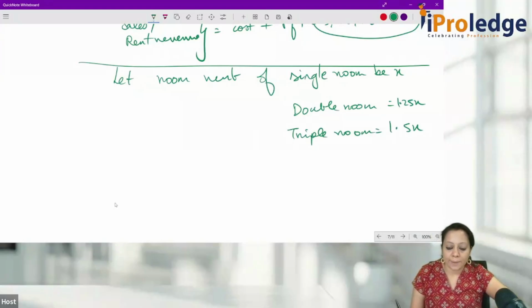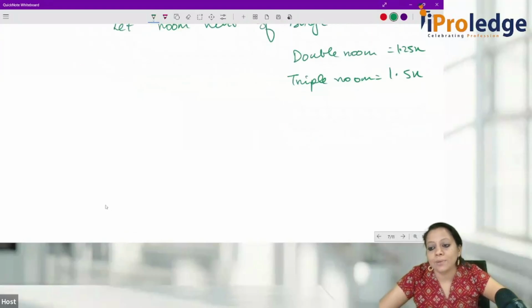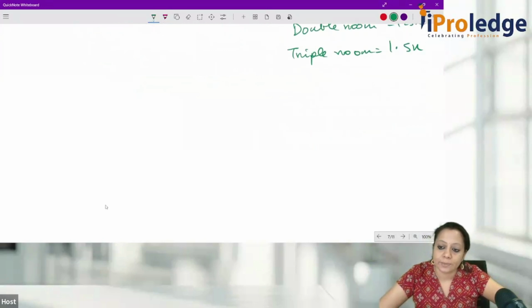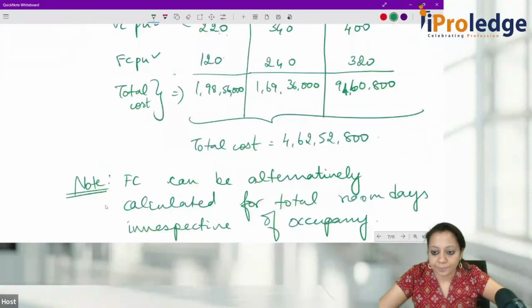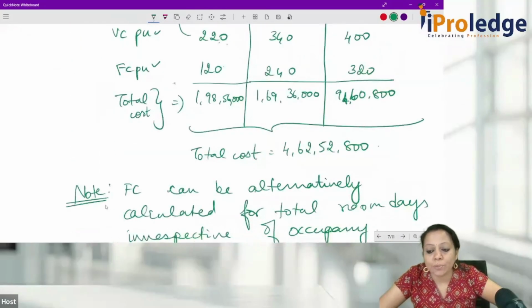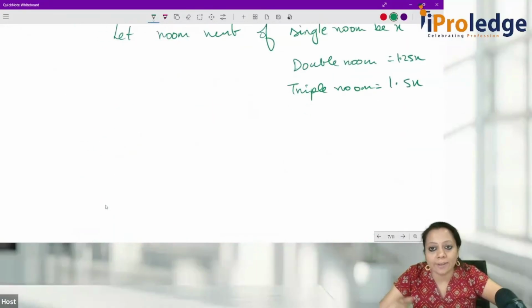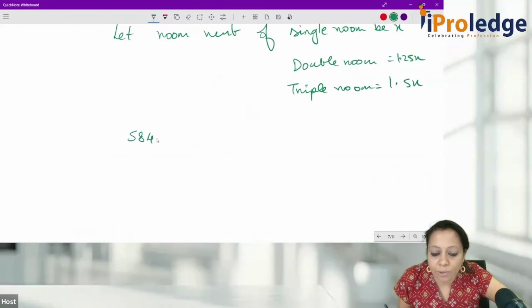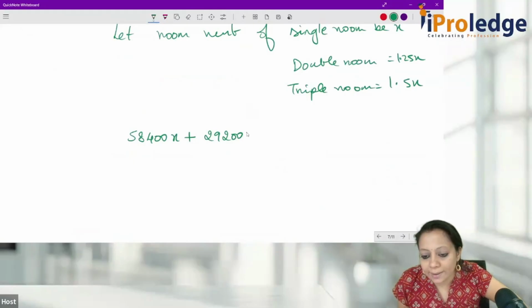Tuition fees for primary, secondary, we did a problem in regular class. That also we have done a similar thing only. So now we will proceed. Reminding all of you, these are the room days: 58,400, 29,200, 13,140. From this only we should recover the rent. So the single room, I will assume everything is single, then we will calculate the rest. So 58,400x plus 29,200x plus 13,140x.